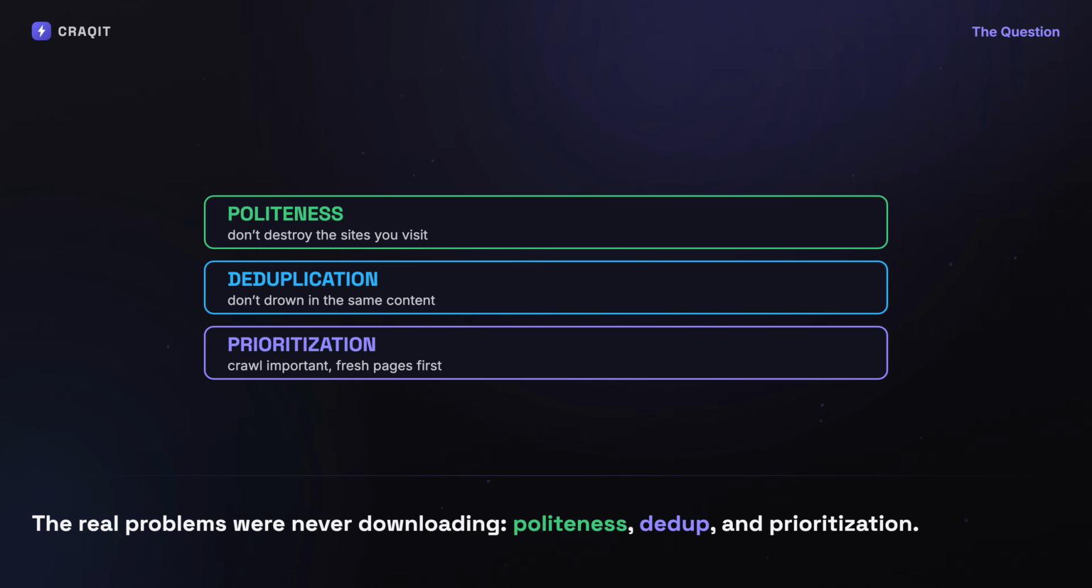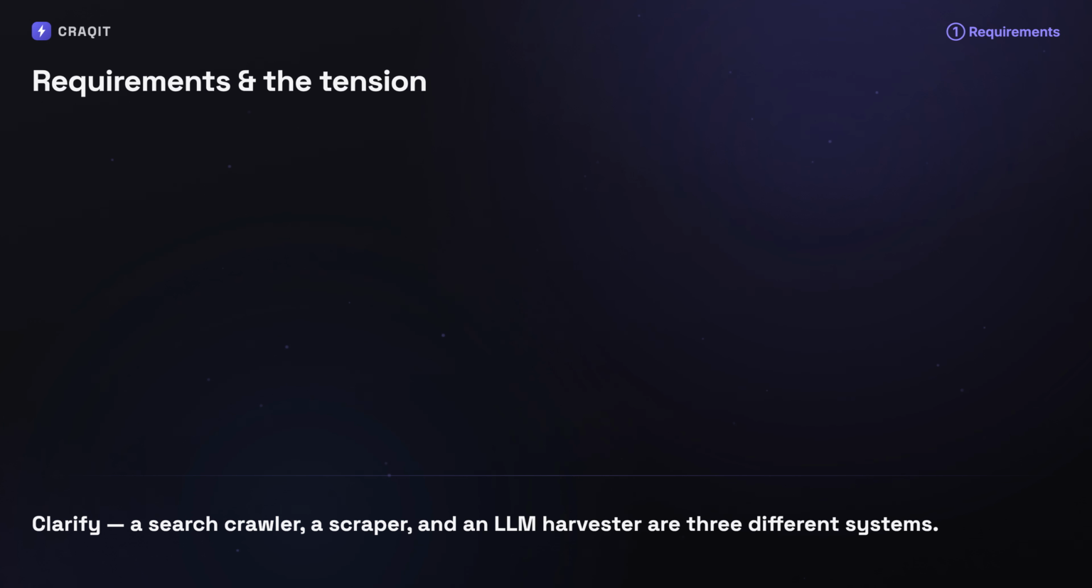The single most important structure in the whole design is called the URL frontier, and it is far more than a queue. Get the frontier right, and everything else follows. Clarify first, because crawler means very different things. A search index crawler, a targeted scraper, and an LLM training data harvester are 3 different systems.